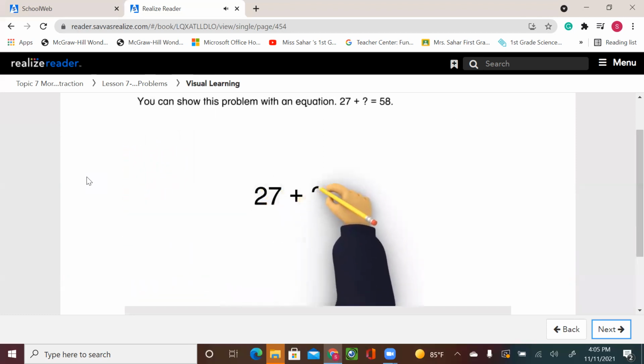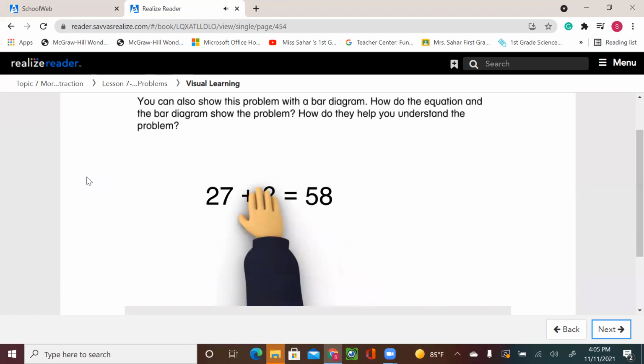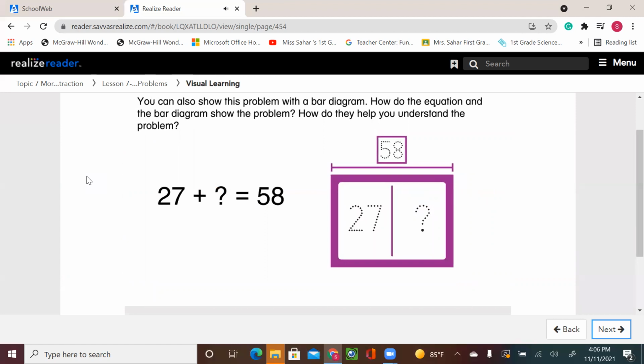You can show this problem with an equation. 27 plus question mark equals 58. You can also show this problem with a bar diagram. How do the equation and the bar diagram show the problem? How do they help you understand the problem?